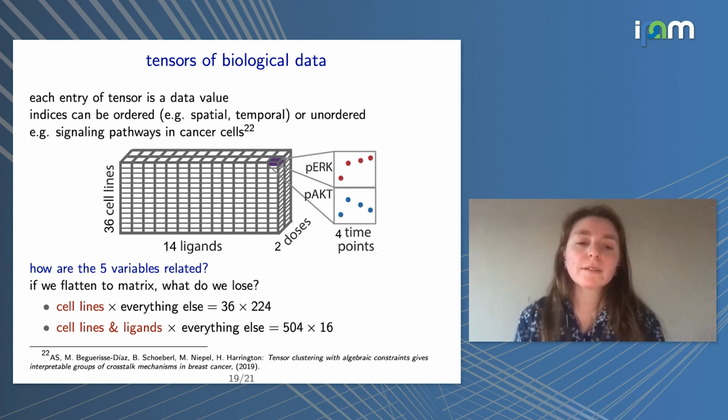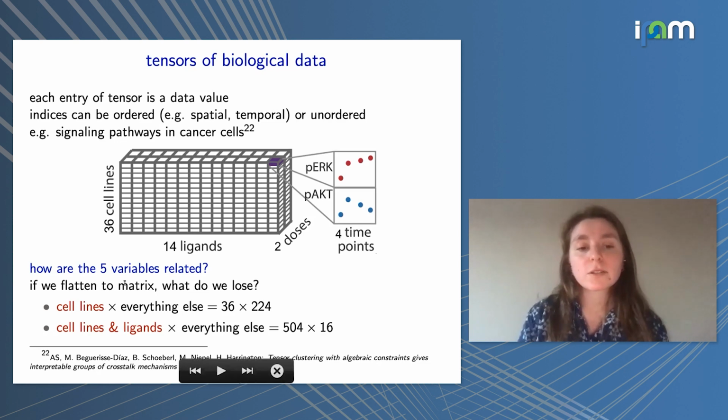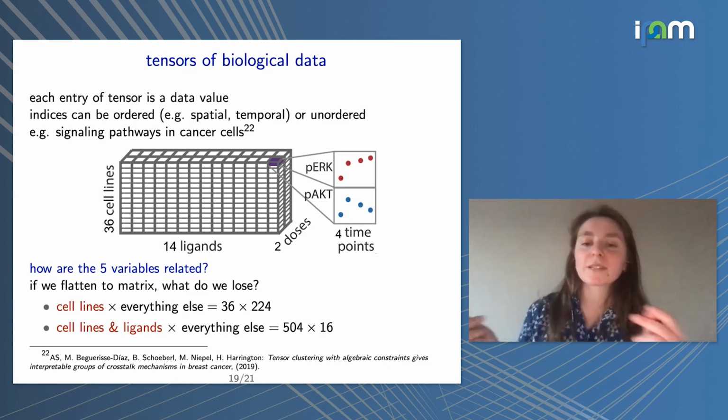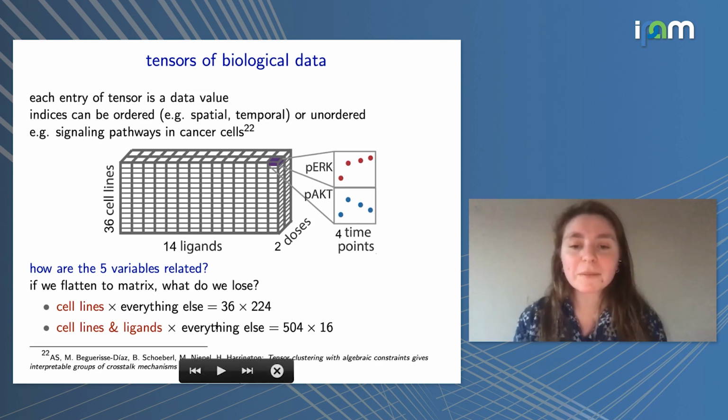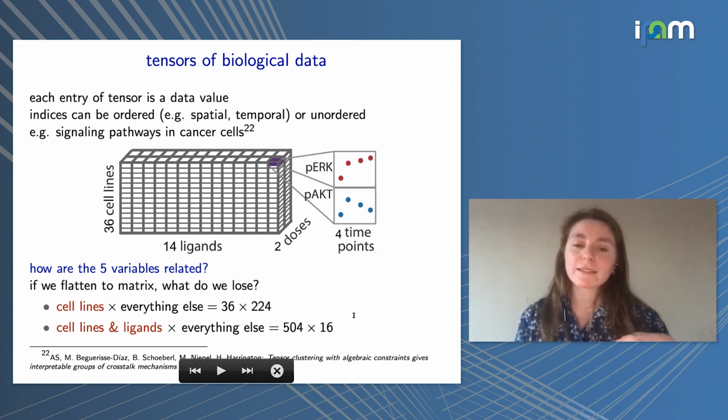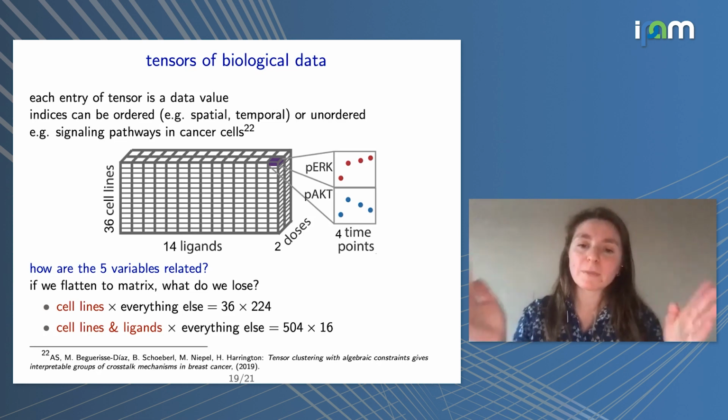Or we could think about some other flattening of the data. So we can think of an experiment as being given by the cell line, so what we're experimenting on, and the ligand, so what we're experimenting with. So that would give us a matrix of size 504 by 16, where we have our experiments and then each of the values for our experiment.